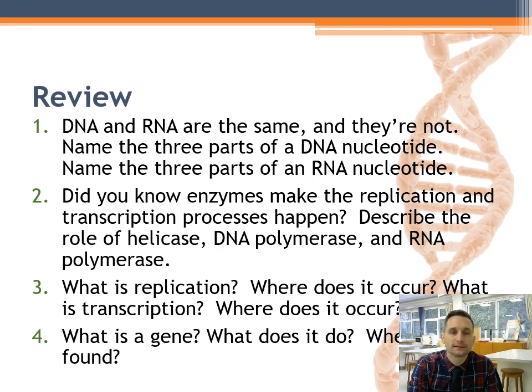So hopefully you paused. Let's go over these. If you know these 4 questions, you're in a really good place for the content so far in this unit. So we know that the 3 parts of a DNA nucleotide are a deoxyribose carbohydrate sugar. We know that there's a phosphate group, which kind of attaches the nucleotides together to make up the strands. And then we have a nitrogen base, which we have 4 of them: adenine, thymine, cytosine, and guanine.